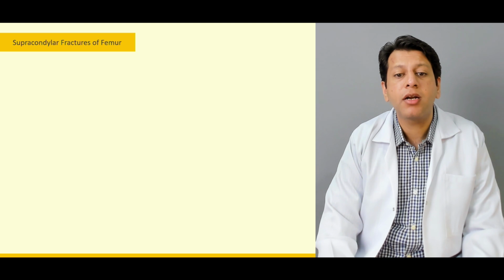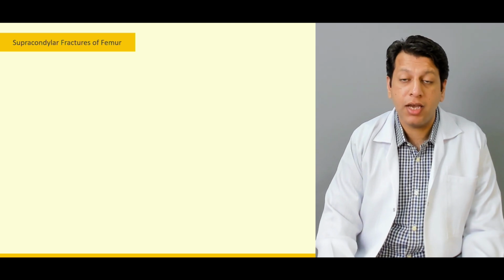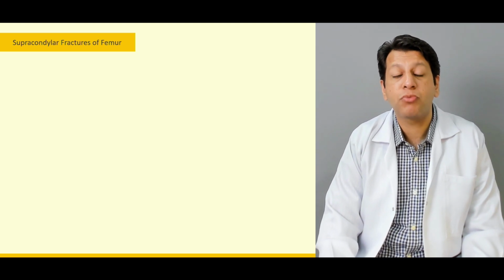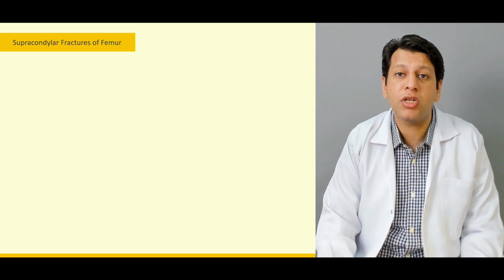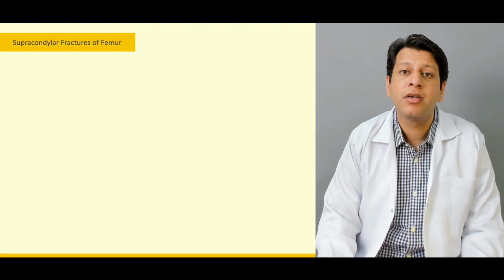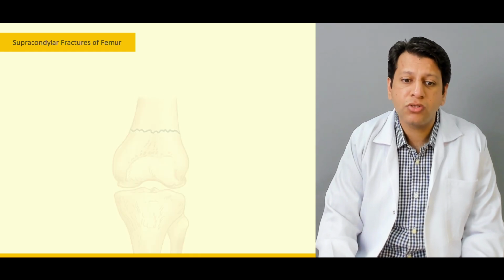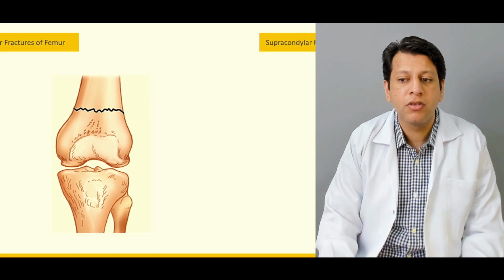Now coming to the supracondylar fractures of the femur. As I told you, the shaft can be divided into the proximal 1/3, middle 1/3, and distal 1/3. Distal 1/3 is above the level of the condyles. That's why the fractures of the distal 1/3 are termed supracondylar fractures.